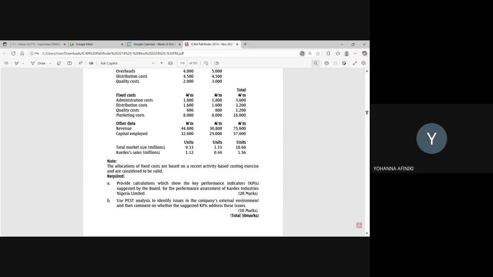33%. Any stress? Yes, ma'am. I'm not getting the 12%. You multiply the result by 100. 1.12 divided by 9.33 multiplied by 100. I'm getting 0.12, multiplied by 100 to be 12%. Okay, sir. Thank you, sir.